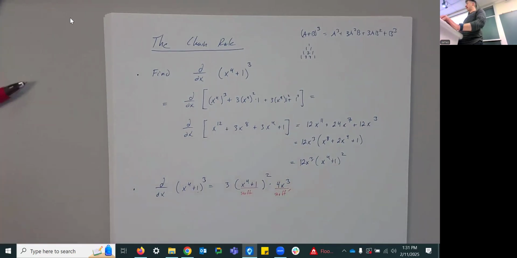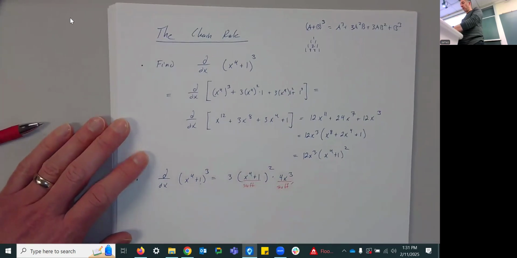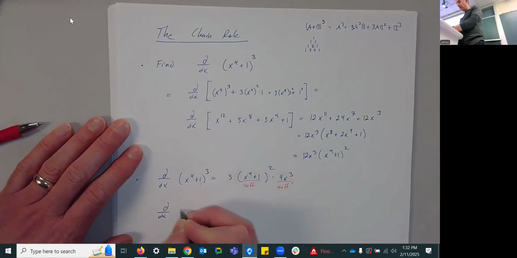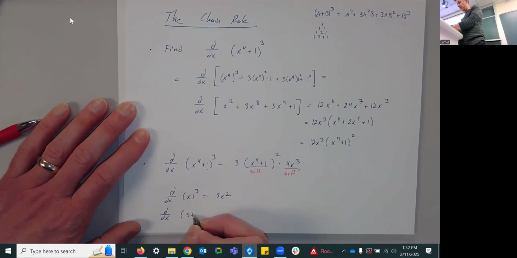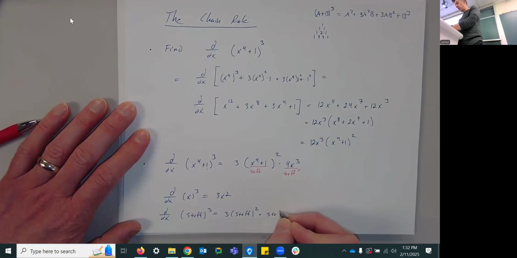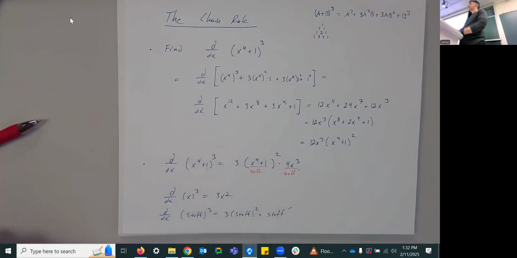So here's the sentence I would say. It's a lot, but I'm going to say it anyway. The derivative of x cubed is 3x squared. The derivative of some stuff cubed is 3 times your stuff squared, but then you have to multiply by the derivative of the stuff. If you ever say the magic word stuff, it means at the end of the process, you have to multiply by what? The derivative of the stuff.